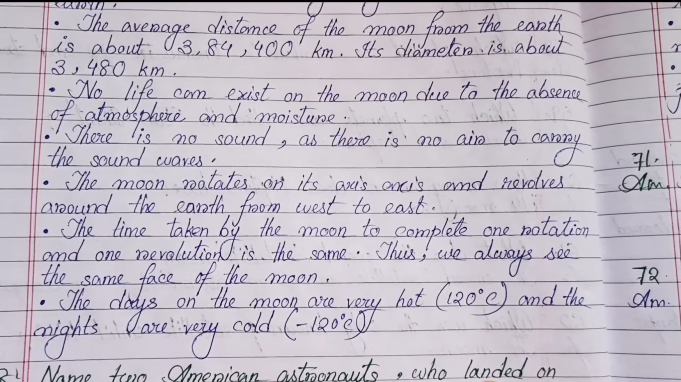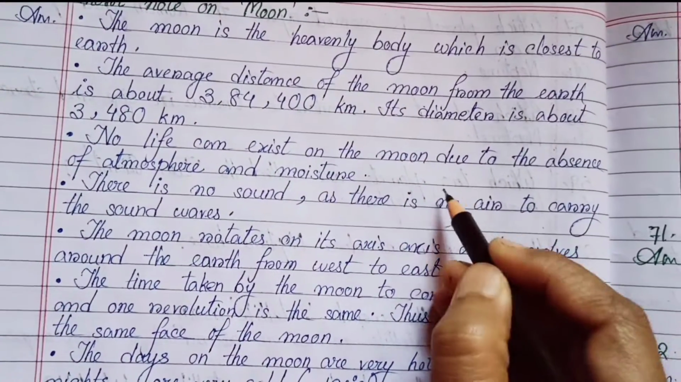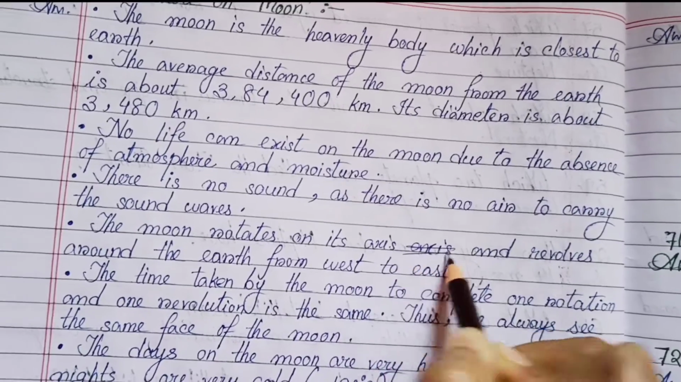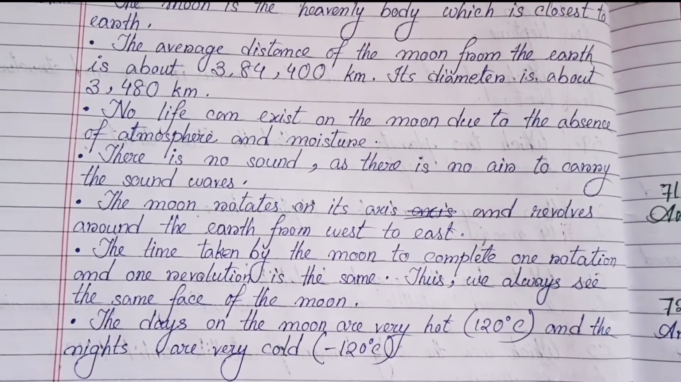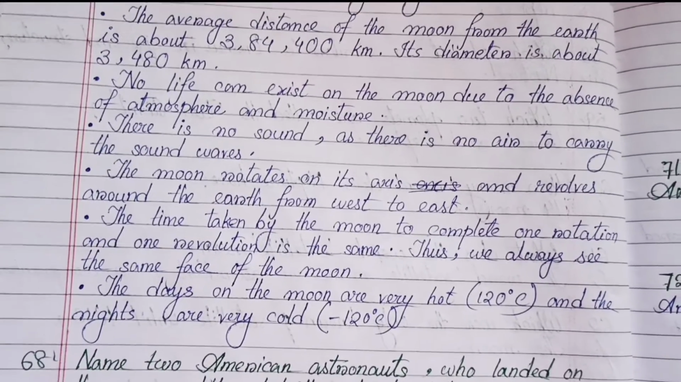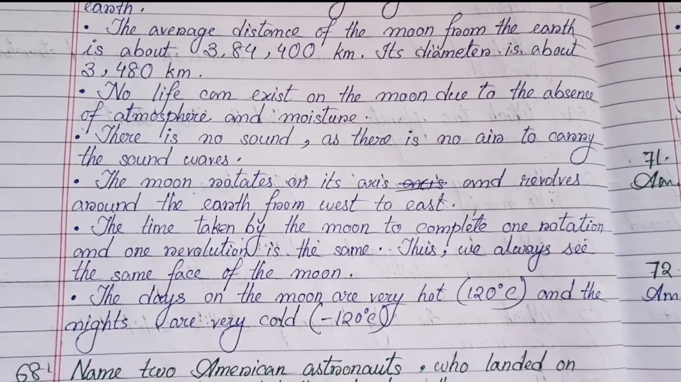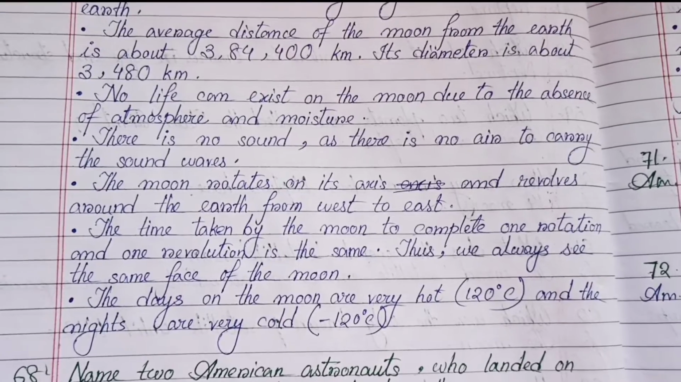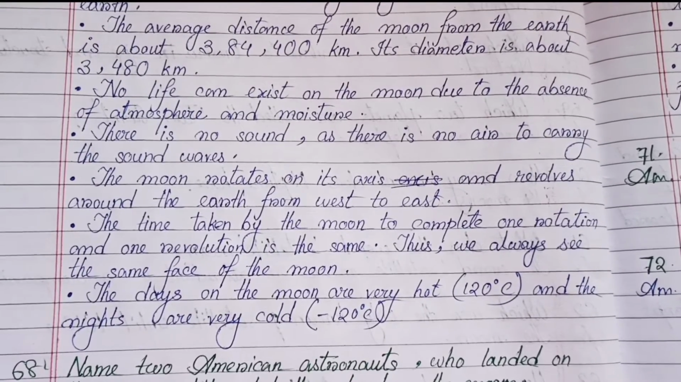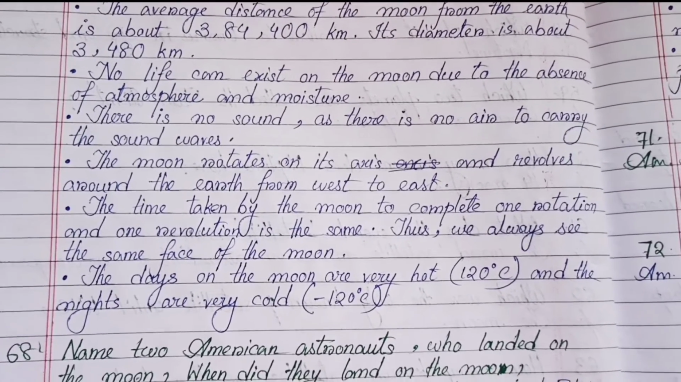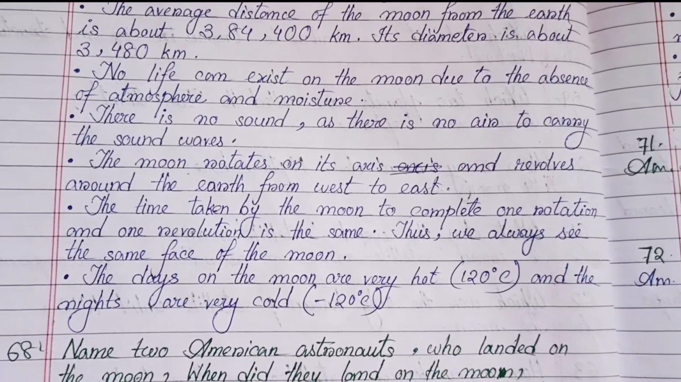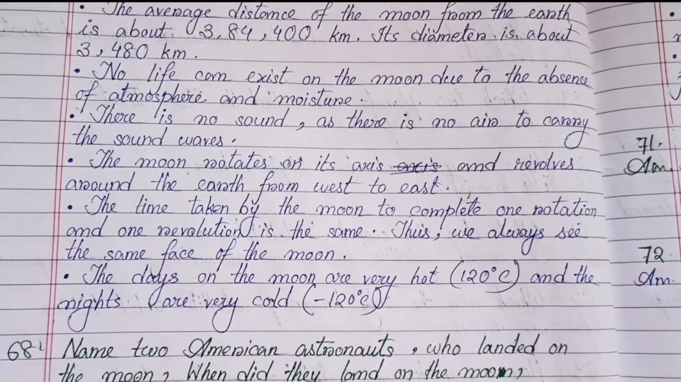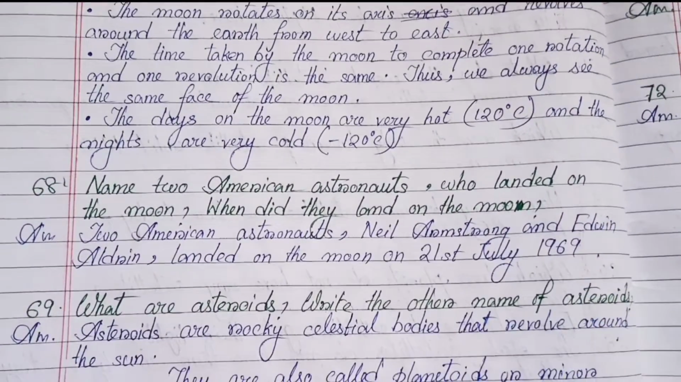The moon rotates on its axis and revolves around the earth from west to east. The time taken by the moon to complete one rotation and one revolution is the same. Thus, we always see the same phase of the moon. The days on the moon are very hot, 120 degrees centigrade, and nights are very cold, minus 120 degrees centigrade.